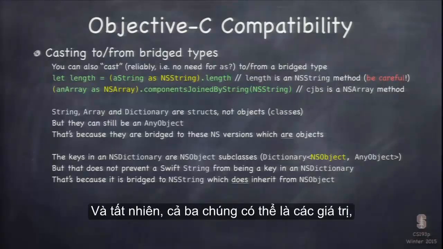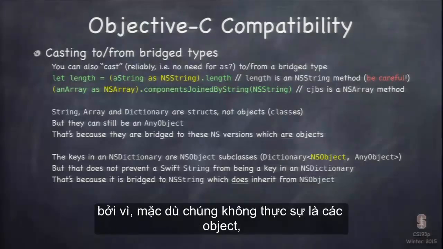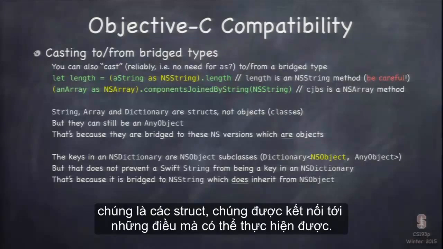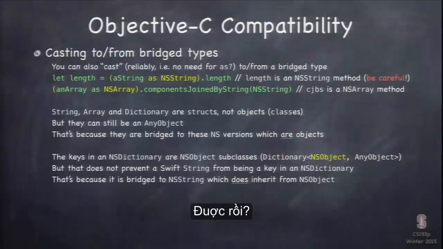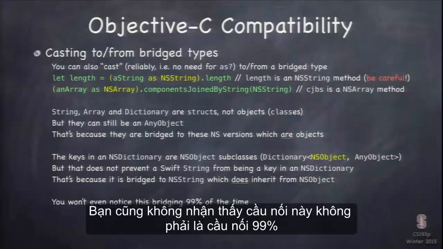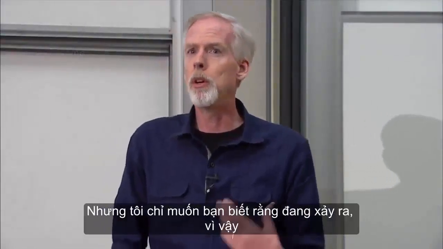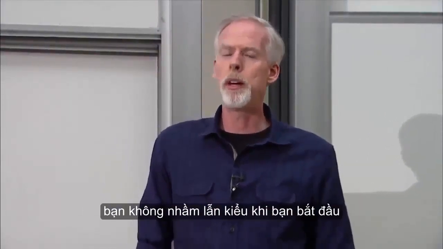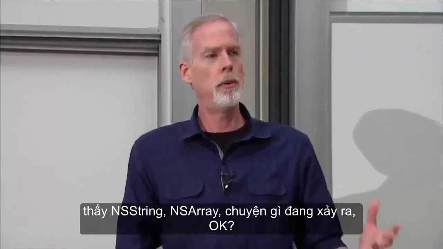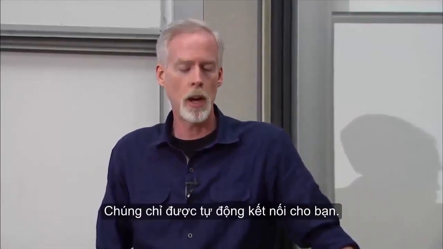And of course, all three of them can be the values, because even though they're not really objects, they are structs, they are bridged to things that can be, okay? So it is okay to pass a String or an Array to AnyObject. You won't even notice this bridging 99% of the time. It just happens automatically, but I just wanted you to know that that's going on, so you don't get confused when you start seeing NSString, NSArray, and wonder what's going on. Okay, they're just being automatically bridged for you.